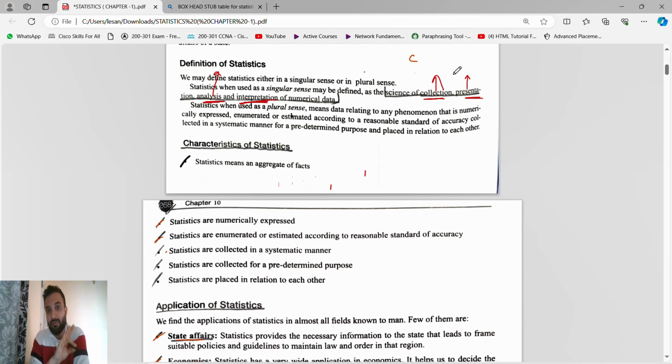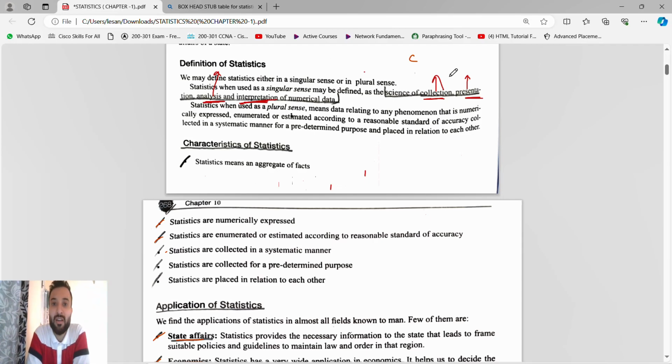Okay, so everything whatever we are doing in our life is totally based upon statistics. So what are the four things on which stats depends? Collection of data, presentation of data, analysis of data, interpretation of data. And which data? Numerical data.